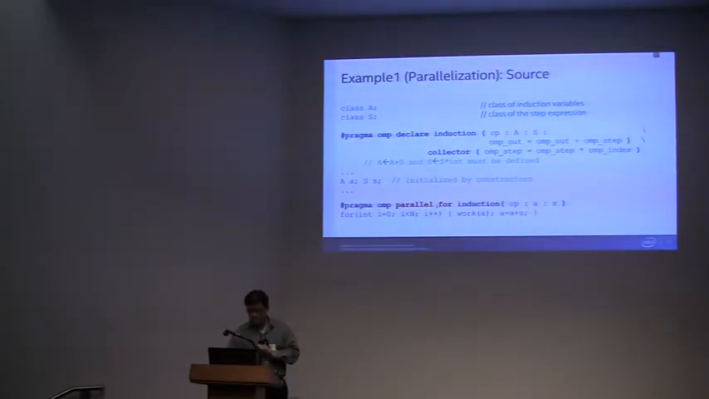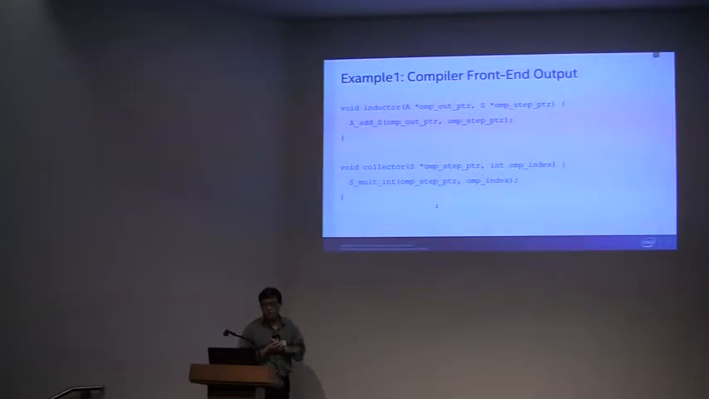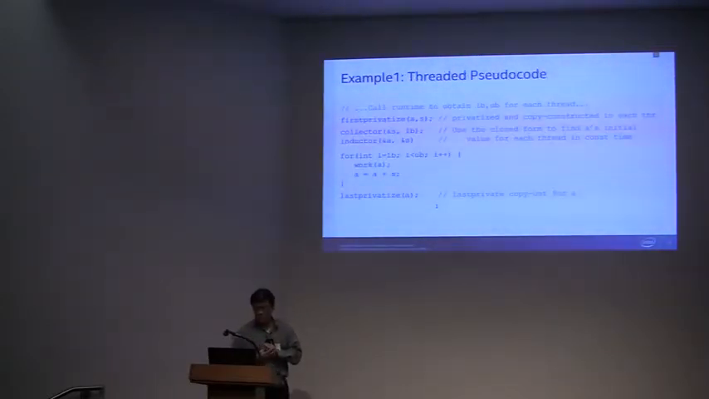So the first step is our front end will generate the inductor and collector routines, which will be invoked from the back end. And then the OMP out, OMP step, OMP index become the formal parameters of these routines. And then the front end will look at the class of A and S, and then find what the overloading for that plus and multiply are, and then use that in this routine. So once this is available, then the compiler backend will generate a threaded code.